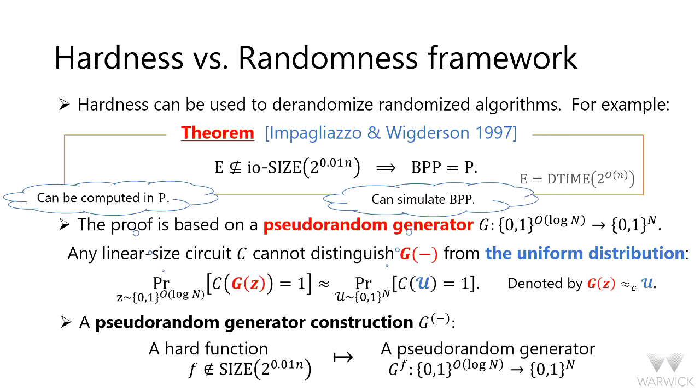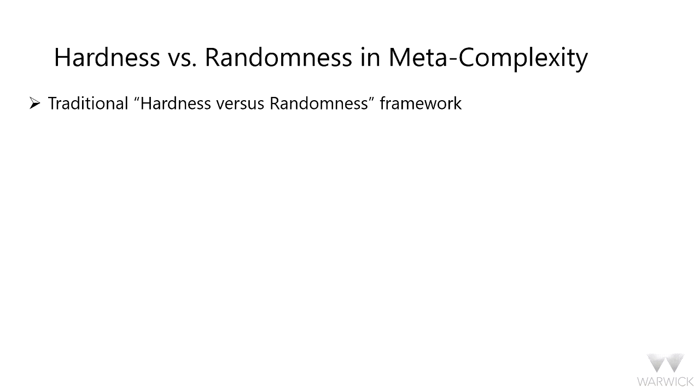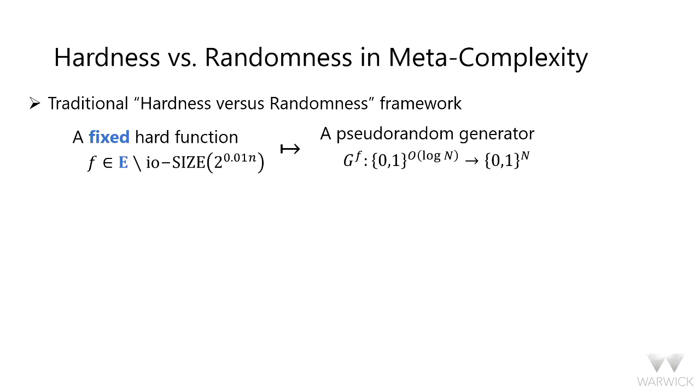So let's see how this notion is useful in analyzing average case metacomplexity. First, in the traditional hardness versus randomness framework, we apply this pseudorandom generator construction to a fixed hard function. Namely, in order to prove the Impagliazzo-Wigderson theorem, we just apply a pseudorandom generator construction to a fixed hard function that is guaranteed to exist in E, and you get a pseudorandom generator that can be computed in polynomial time. In this way, you can show that BPP equals P.